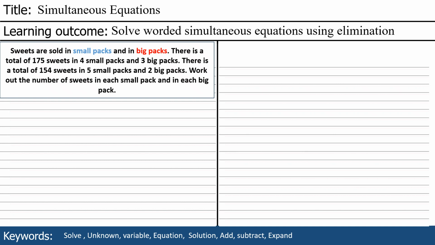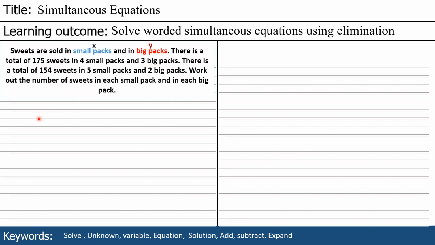If solving worded simultaneous equations using elimination confuses you, this video will help you. So here we have an example where sweets are sold in small packs and in big packs. Let's use x to represent small packs and y to represent big packs. There is a total of 175 sweets in 4 small packs and 3 big packs.